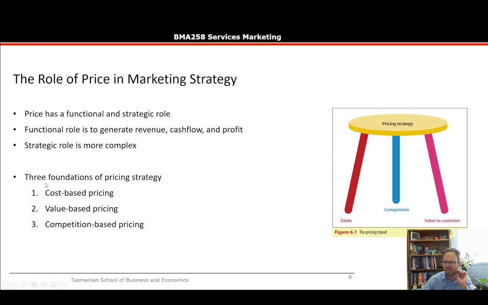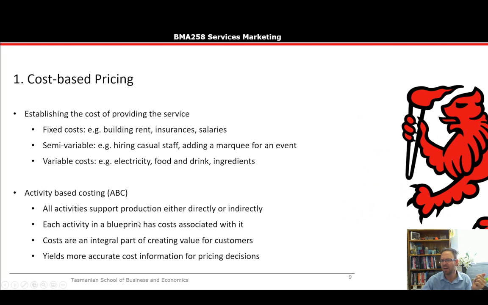So there are 3 foundations to pricing strategy. We've got cost-based pricing, value-based pricing, and competition-based pricing. We'll look at those in a little more detail. First, cost-based pricing: you're fixing the cost of providing the service, and these include fixed costs such as the rent for your building, insurance and salaries. No matter how much you produce, these costs are going to be fixed, either monthly or annually. Whether you're producing 1 million units or 0 units, those costs are going to be the same.